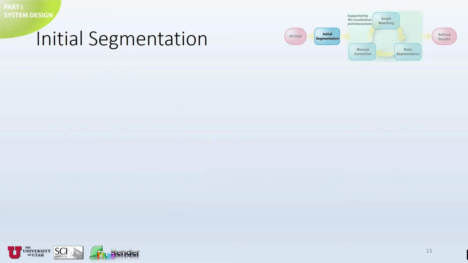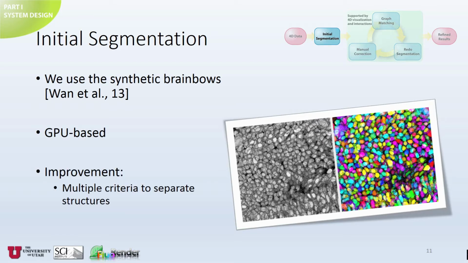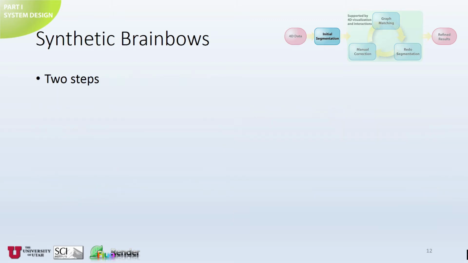Let's look at individual modules of our system. For initial segmentation, we use the synthetic Brainbows. It is a GPU-based framework for assigning unique IDs to structures in a volume. We have made several improvements to the original framework. It includes multiple criteria for separating structures. It is suitable for quickly segmenting a 4D dataset and showing the segmented results immediately.